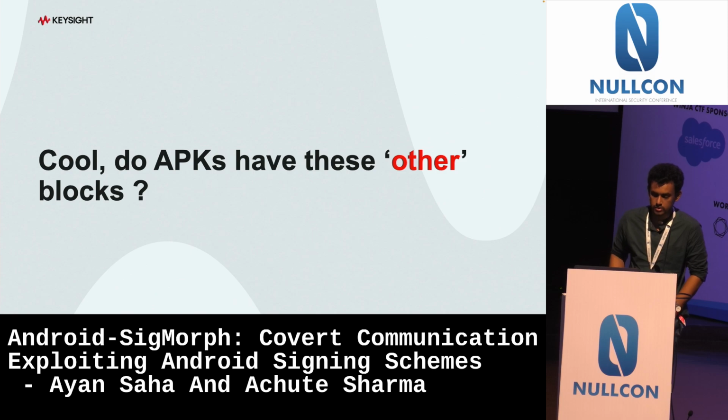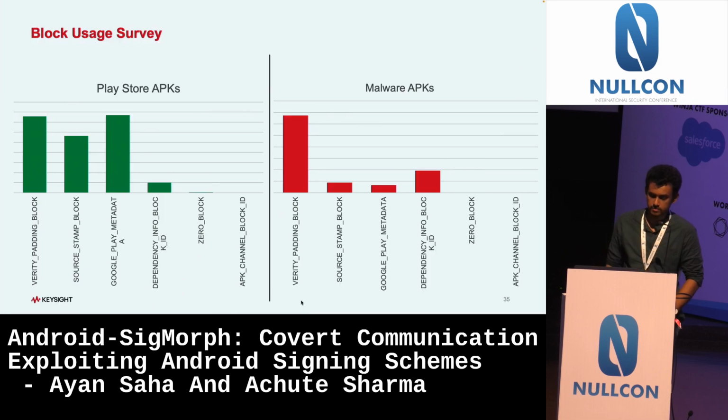Okay, so we looked at all of these blocks, right? Now the question is, do APKs actually have these blocks? Like how frequently do they appear in normal APKs? So we did some surveys on some Play Store APKs and some malware APKs, and on the left, we see quite a few APKs with the verity padding block, the source stamp block, and the Google Play metadata. Obviously, we will see the Google Play metadata because those APKs were downloaded from Play Store, so it's natural to see the Google Play block or the metadata.